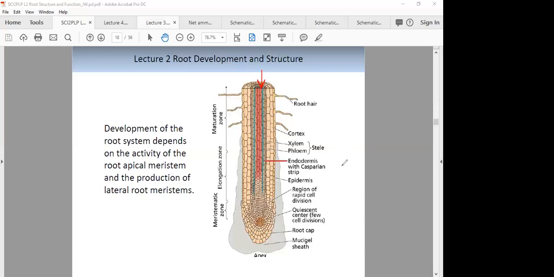Okay, so the clue is that the endodermis cells are surrounded, not on all sides, but on certain sides of the cells, by that waxy layer called the Casparian strip. That's the clue.